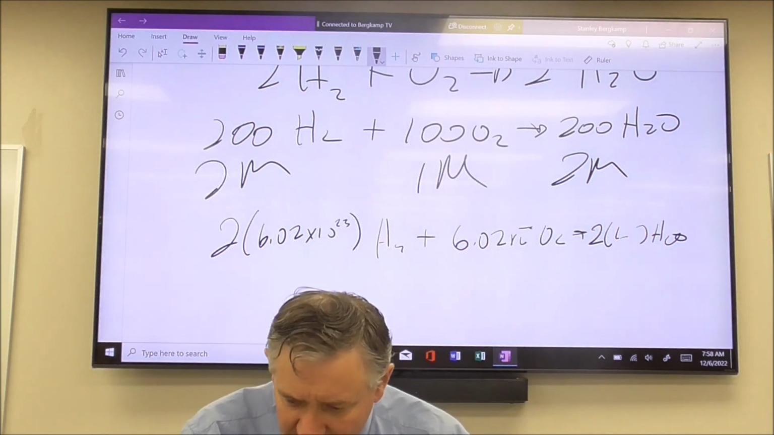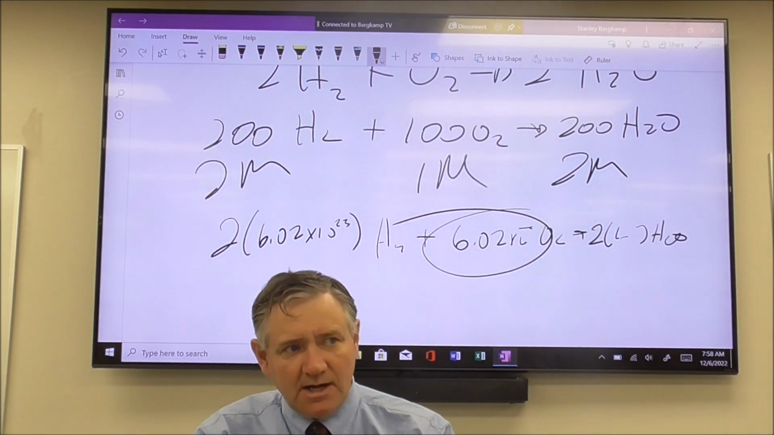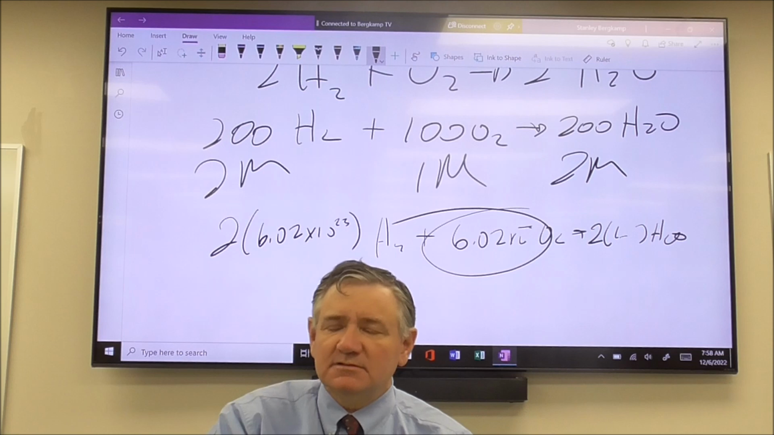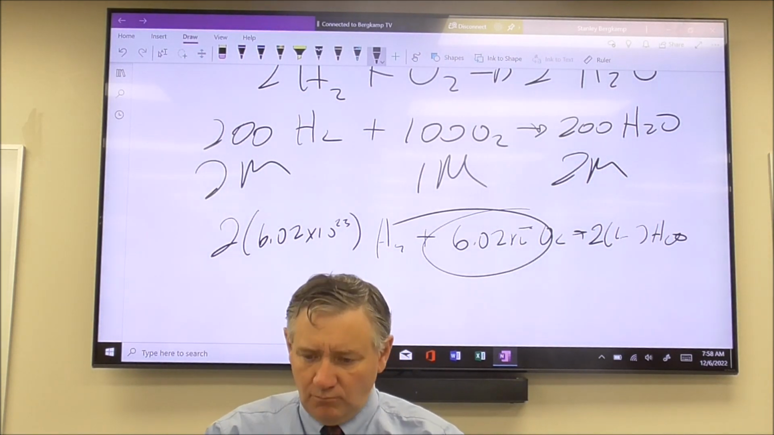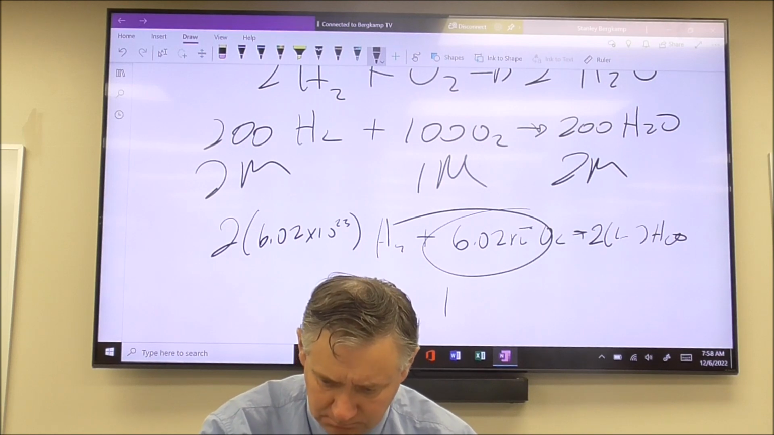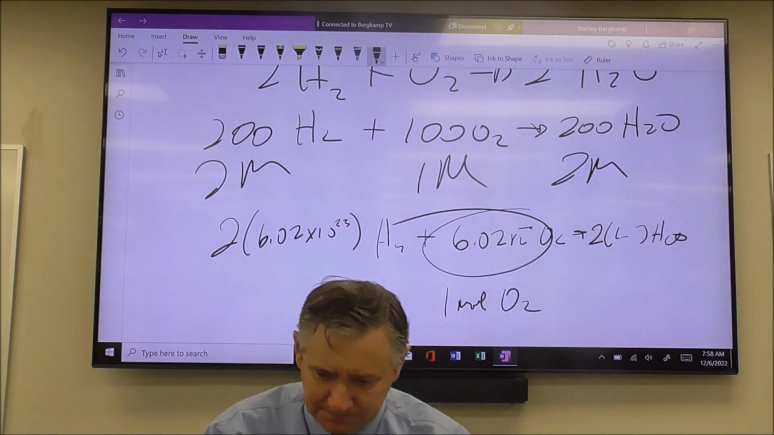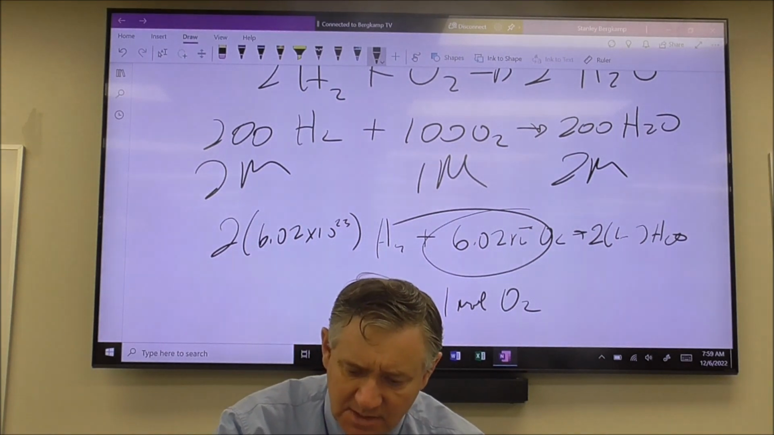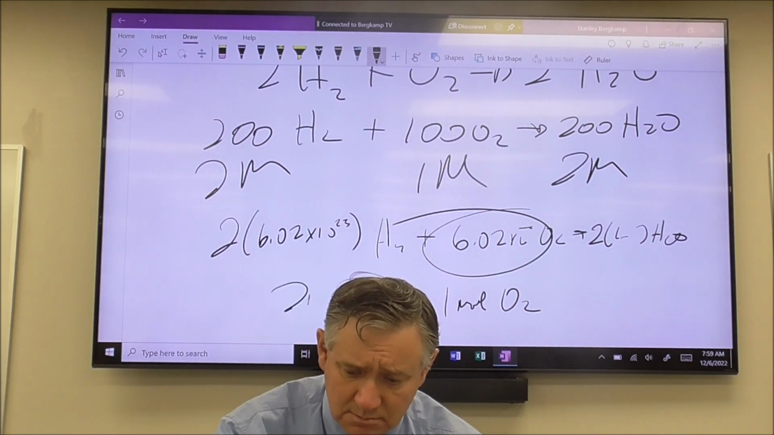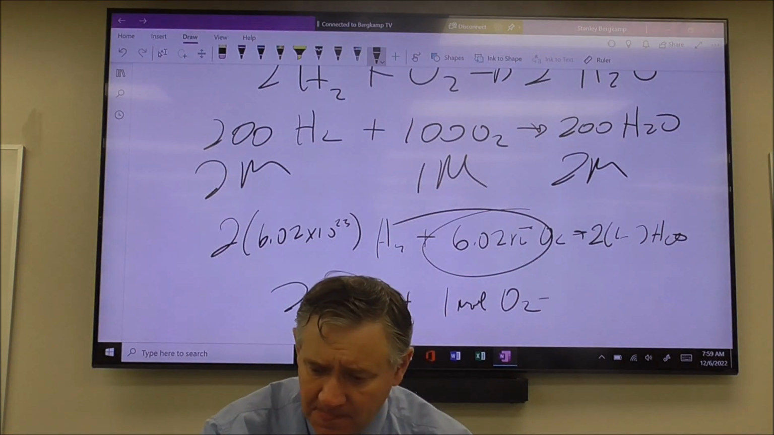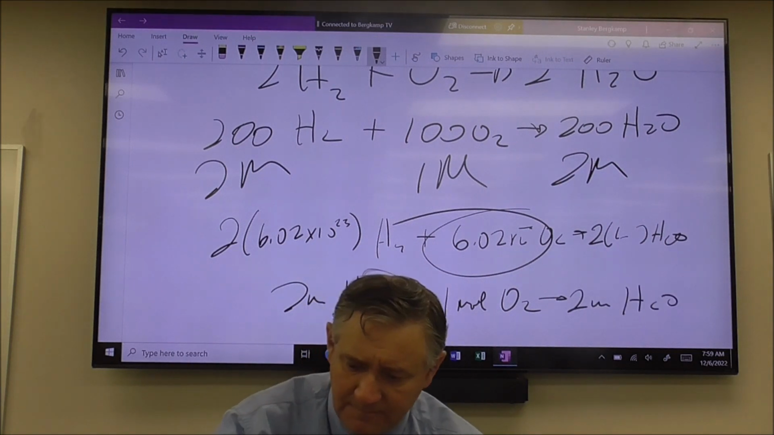So if I have 6.02 times 10 to the 23rd oxygen molecules, Miles, how many moles of oxygen molecules do I have? 1. So this is saying this is 1 mole of oxygen. That's cool, right? So then how many moles of hydrogen am I going to have, Miles? 2 moles of hydrogen. And then I can have 2 moles of water.